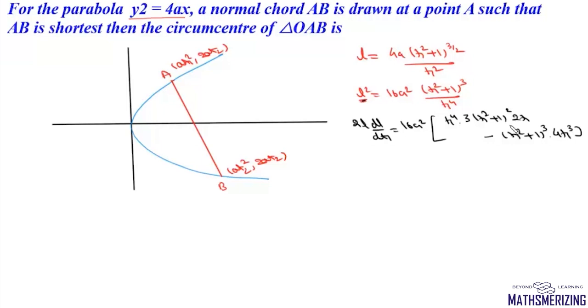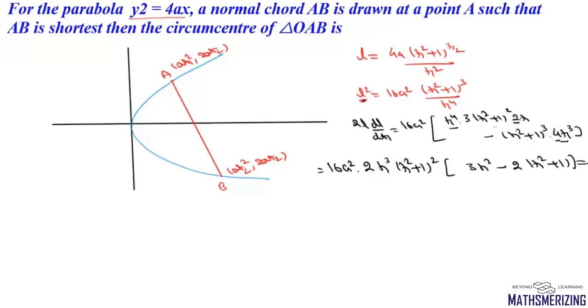Now we'll take 2 t1 cube and (t1 square plus 1) whole square common. So we'll take it common. We'll write 16a square, and then we'll write 2 t1 cube and then (t1 square plus 1) whole square. So then we'll get 3 t1 square and then minus 2 (t1 square plus 1).